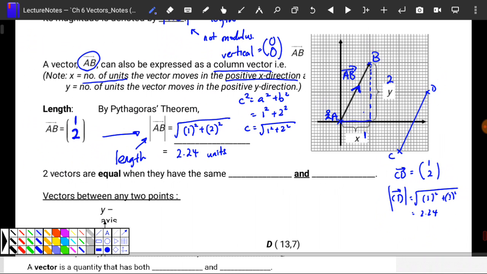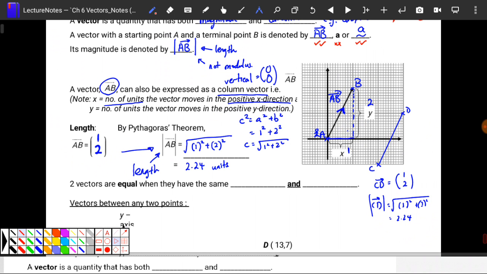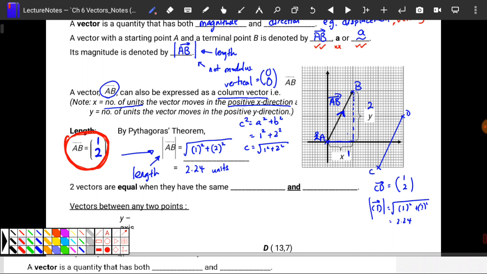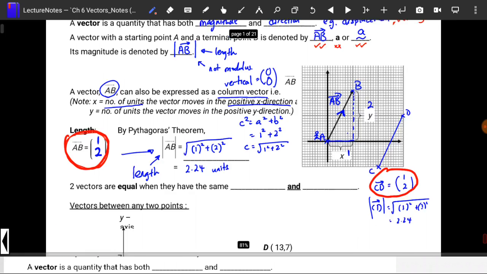Okay, now I want you to observe things. First, I want you all to circle this AB and circle this CD. Now, look at AB and CD. Are they the same? They are the same, right?